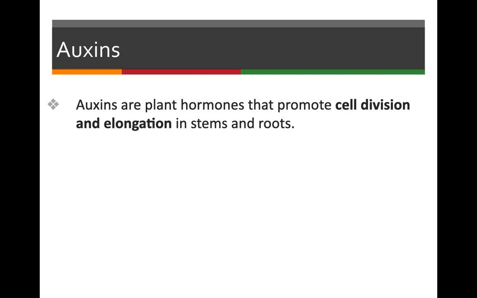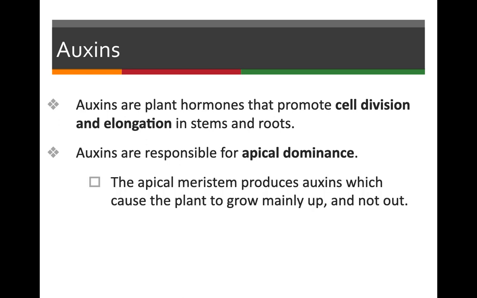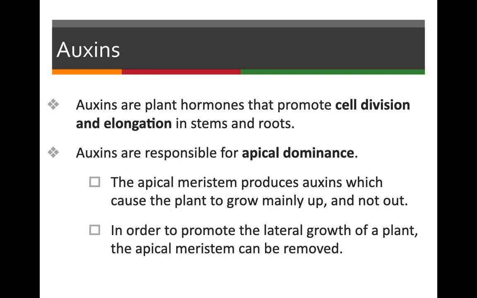Auxins are plant hormones that promote cell division and elongation in stems and roots, and they're responsible for something called apical dominance. The apical meristem, the meristematic cells at the top of the plant, is producing auxins, and those auxins are causing the plant to grow up, and they're inhibiting the growth of the lateral buds. So the plant's growing up and not out, and that's called apical dominance.